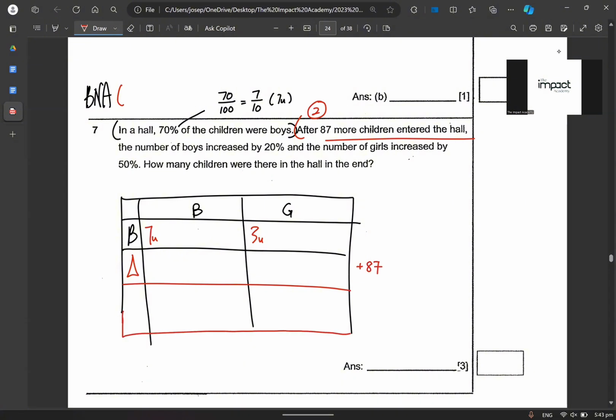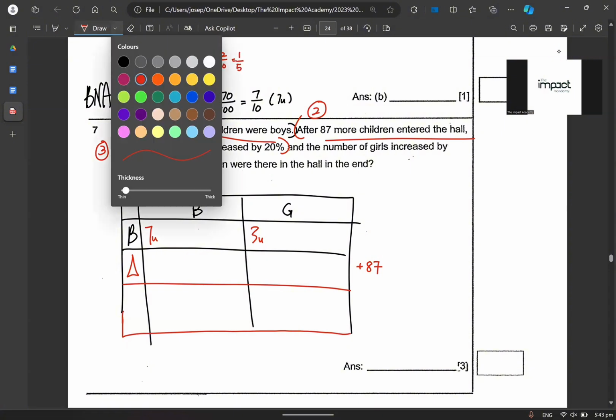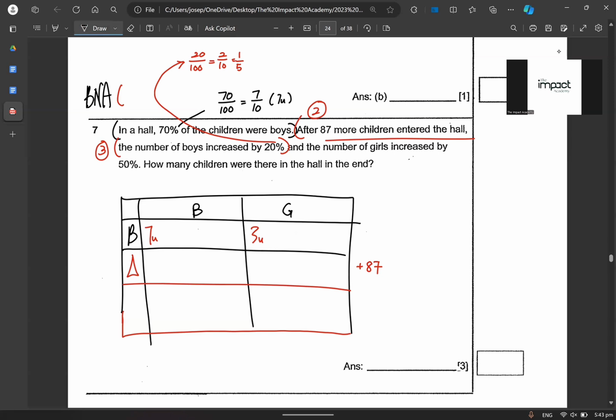Okay, what happens to the number of boys? Sentence number 3. 20%. What is 20%? 20 over 100. Very good. 2 over 10. Very good. 1 over 5. So increase by 1/5. That means to say we are going to do 1/5 times 7. But cannot, right? It's not plus 1/5. You get what I'm trying to say? You have to times. Am I making sense? So this is a bit like rainbow. Okay? So you are going to times 1/5, right? Right or not?